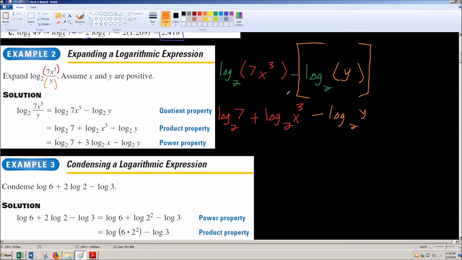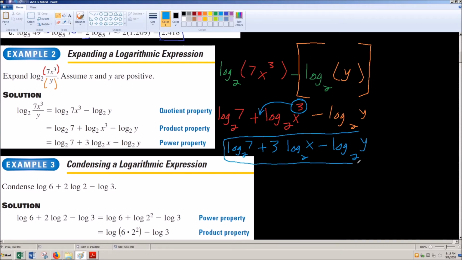Now as I look at this, I can go a little bit further with my x value here, and this is my power property. Here I have x to the third. This 3 as an exponent can come on out in front. So now I'm going to have a final answer of log base 2 of 7 plus 3 log base 2 of x minus log base 2 of y. This would be my expanded logarithmic expression. It may not seem evident right now why we want to do this, but this is advantageous for us in solving problems later on.